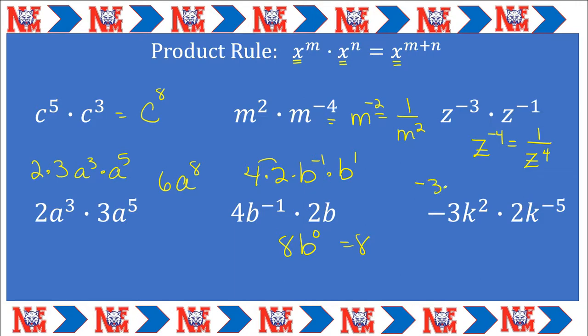Okay, and our last one here, -3 times 2, and then we have k squared times k to the -5th. We're going to multiply -3 times 2 and get -6. We're going to combine our multiples of k and get k to the -3. This -3 is only attached to the k. This -6 has an understood positive exponent, so we're going to leave the -6 in the numerator, and we're going to bring k to the -3 to the denominator and make it positive.